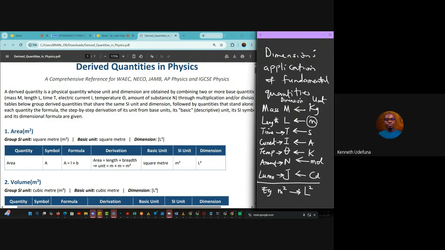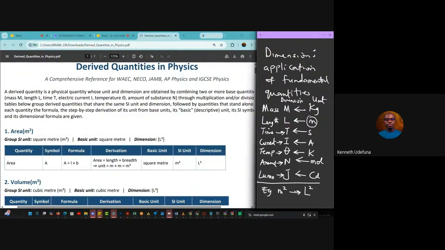So to get the dimension, always take note that the dimension can easily be gotten from where? From the units. And where can you get the unit? From the formula. And where can you get the formula? From the quantity. Remember the steps. The steps are: quantity, formula, unit, and dimension. What did I say again? The four steps are what?